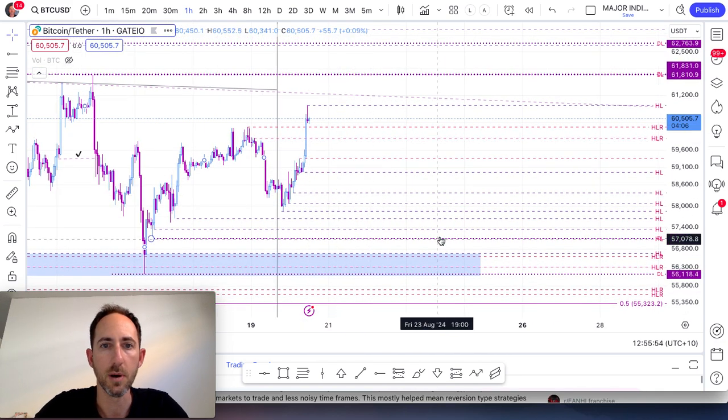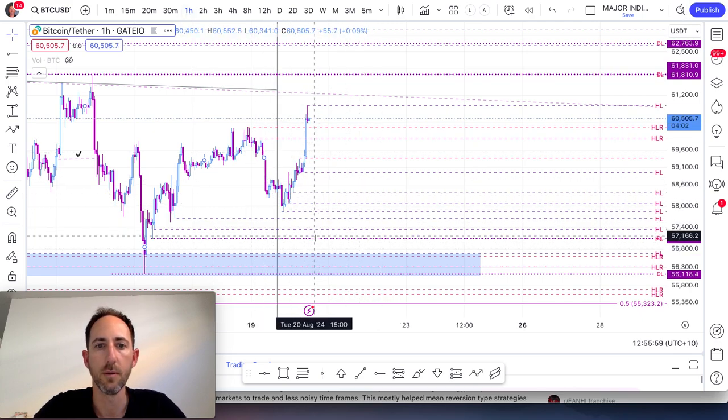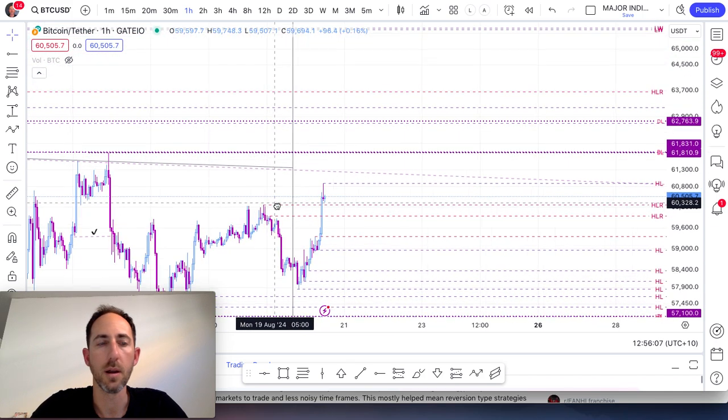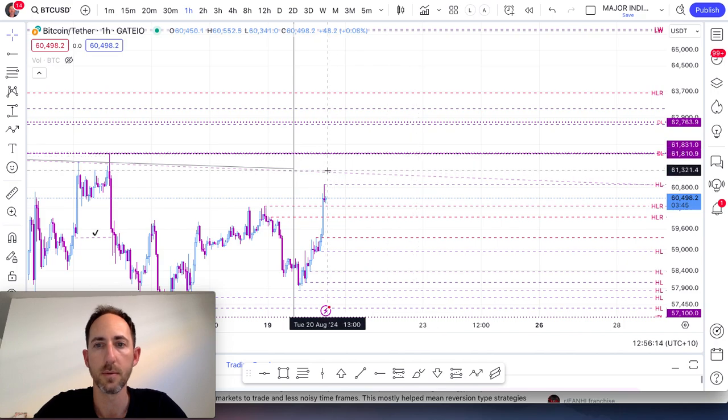Alright, so what we're seeing here is that we've got really evenly spaced liquidity wicks to the downside. We've got a relatively open side, so we've got liquidity wick and daily liquidity wicks above. So there's quite an open gap above here.